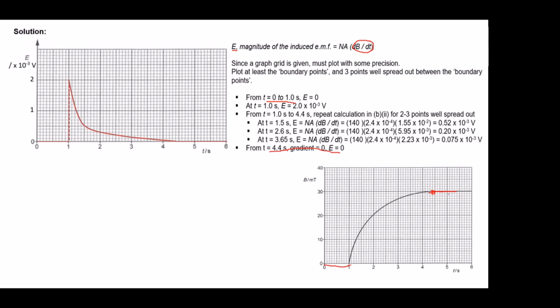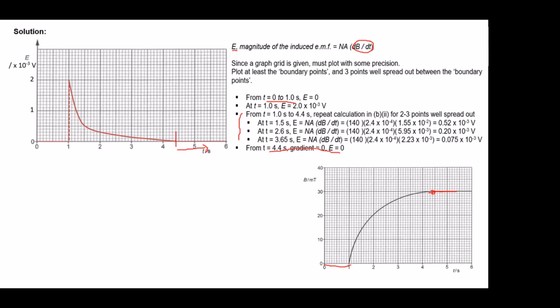So dB over dt is 0, which means your EMF must also be 0, right? So EMF is also 0 from here onwards. Okay, so this part you have to do some accurate plotting, right? So that you can get roughly the shape. Generally you can also see that the gradient of dB dt decreases. So the EMF should also decrease from 1 to 4 plus seconds.